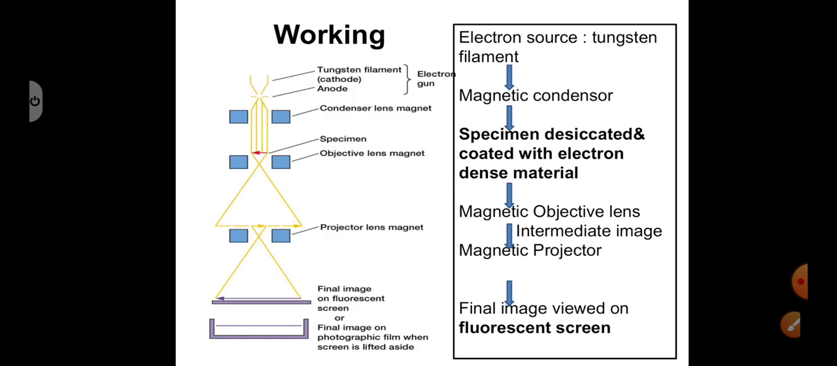If you see the working, just look at this flow chart. There's a tungsten filament which generates electrons. This entire system works in a separate room. It needs a separate room, and it's a costly affair, because there should be total vacuum, since we are using electrons. Electrons are generated, they pass through the condenser, and they fall onto the specimen. From the specimen, they pass through the objective lens and the projector, which produce a magnified image that can be viewed on the fluorescent screen, not with the naked eye. So this is the working of the electron microscope.